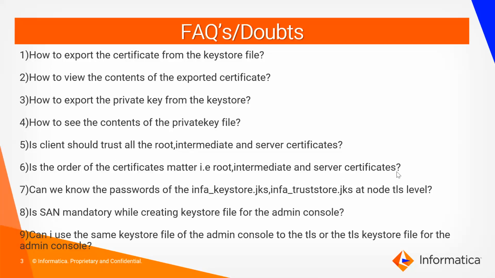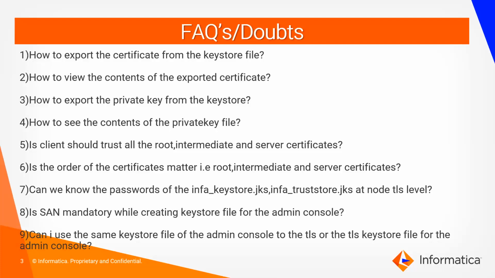The order of the certificates doesn't matter when the client is a Java process, but if the client is a C++ process, then the order matters. When you are enabling node level TLS, the client sometimes might be RS or IS. So that's why, for node level TLS, while importing the CA certificates into the keystore, you first import the root, then the intermediate, and then the server certificate.